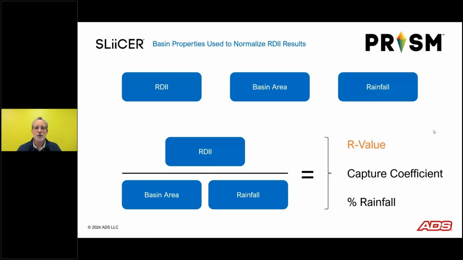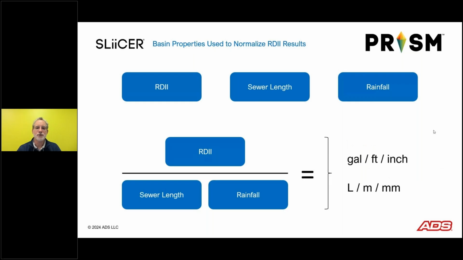Alternatively, if you like to use the sewer length to normalize your I&I results, you can use a different metric, which I've used quite a bit over the years, where we calculate I&I and represent it in terms of gallons per foot of sewer per inch of rain, or in metric it would be liters of I&I per meter of sewer per millimeter of rain. But this allows us to more effectively compare I&I between basins, and allows us to compare with some benchmarks that we might use as an arbiter of good or bad I&I performance.